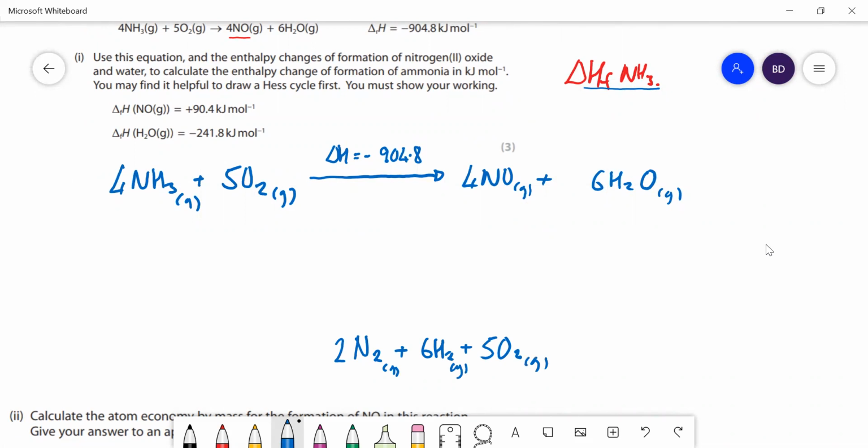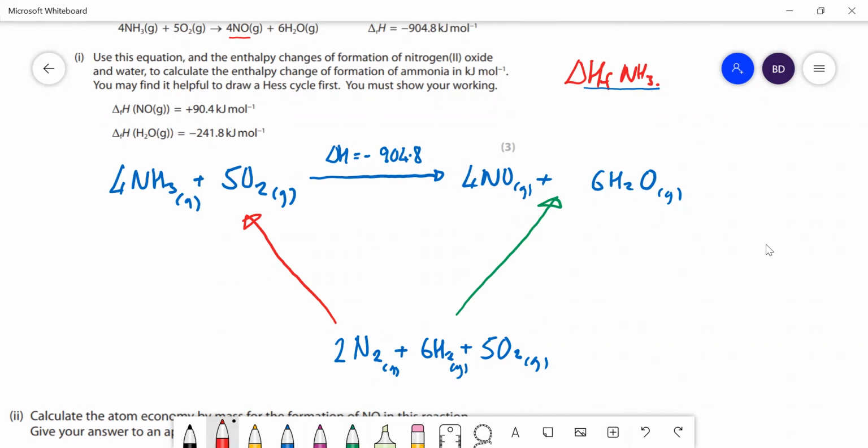Now, do we draw the arrows up or down? Well, when we form things, we form them from the elements in their standard states. So that arrow is going to go that way, because we're forming 4 moles of NO and 6 moles of H2O there. On this left-hand side, we are forming 4 moles of ammonia, so the arrow goes up there. Right, so now let's put the numbers in.